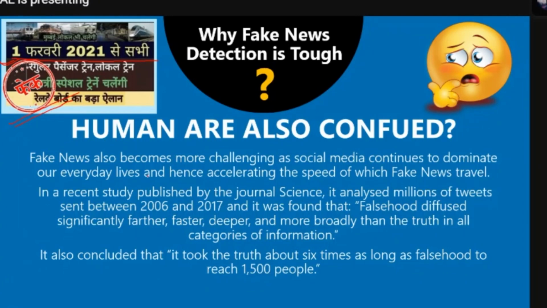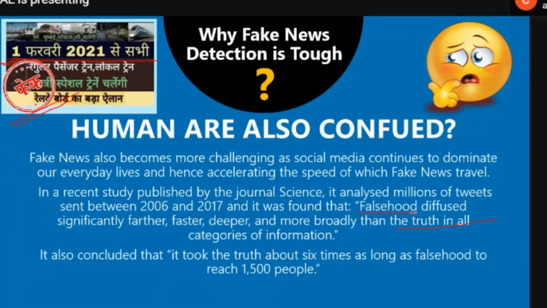Now, the chances of fake news spreading in social media networks are very high, and these are escalating. You can see a study published in the journal Science. It analyzed millions of tweets sent between 2006 and 2017. They found that false news spreads much faster as compared to true news.